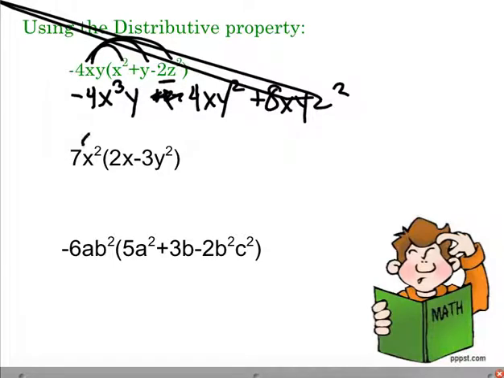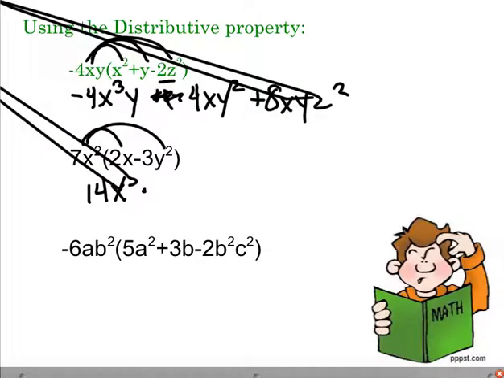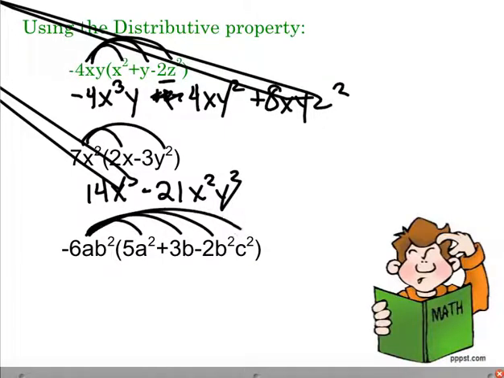Second one, we will multiply out and get 14x cubed minus 21x squared y squared. And lastly, just keep track of everything that's going on here. Oops, sorry, that should just be one. We should have 3 terms, not 4. Okay.